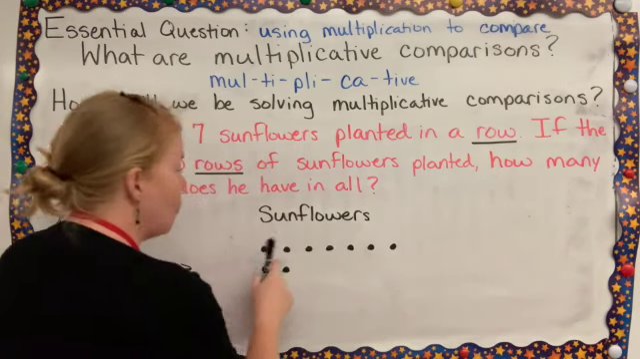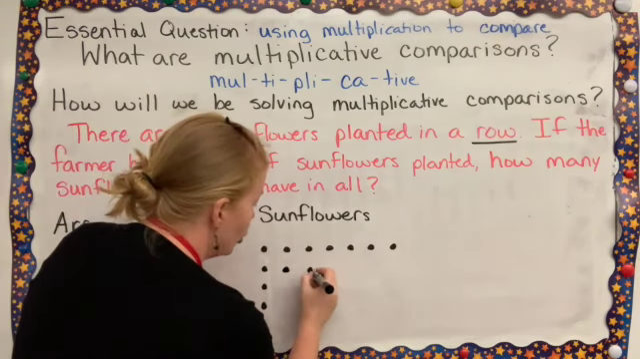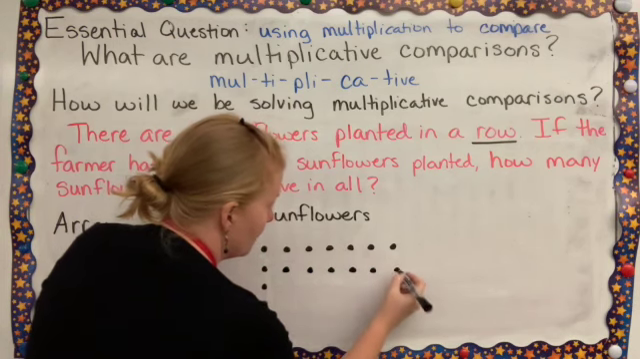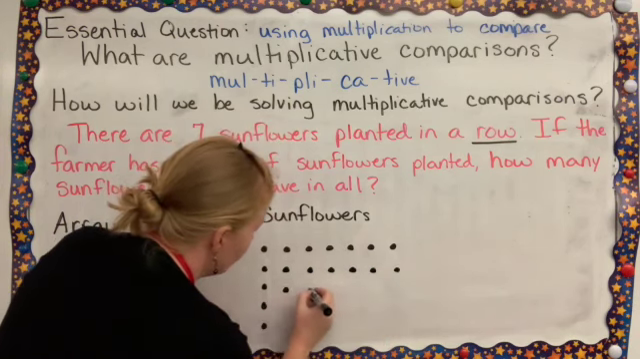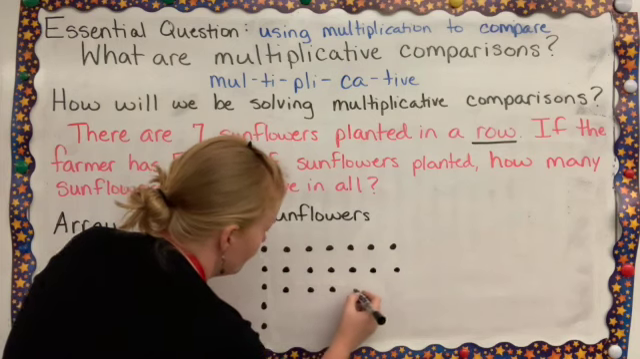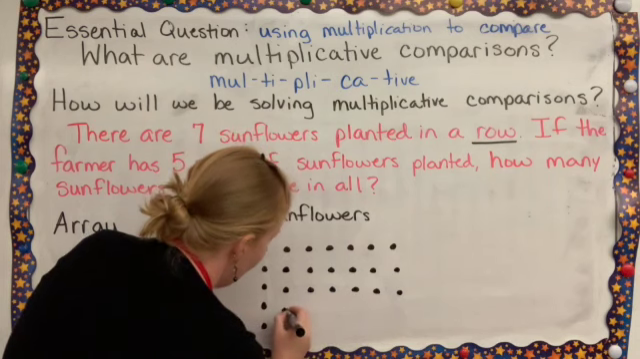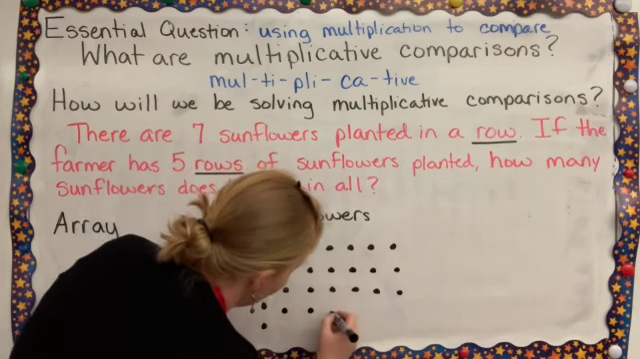So if I have 1 row of 7, I have 2 rows of 7. I have 3 rows of 7. Remember, we're just doing the best that we can. I have 4 rows of 7.